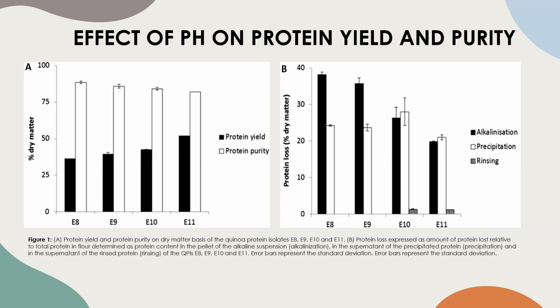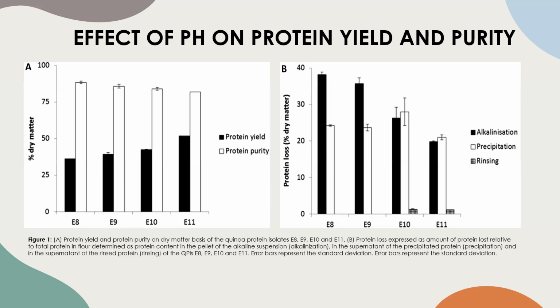This graph here is where they measured the percent protein loss. The dark one is due to the alkalization. So this is how much protein was still left in the fiber and starch after they removed the protein. And then the second bar is how much they lost to precipitating. So when they precipitated the protein and centrifuged the pellet, how much protein was left in that supernatant that they lost during that step. And then this little bar down here is how much they lost during that washing step, so again, rehydrating the protein.